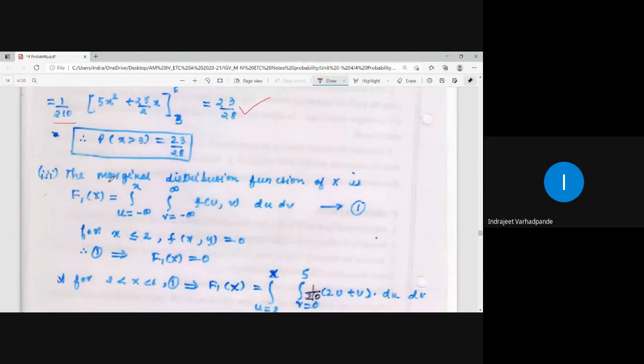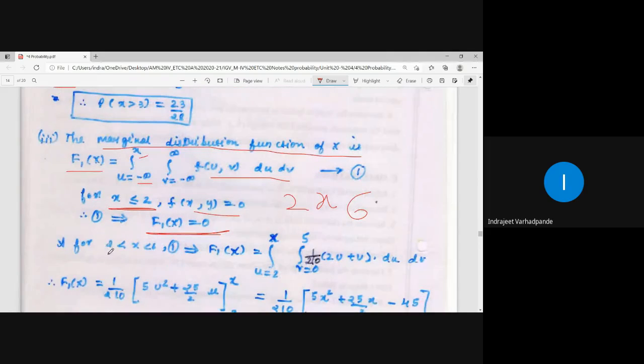Now what next thing they have asked us to obtain? The marginal distribution function of x. How is marginal distribution function given by capital F1 of x? Capital F1 of x, when we have to find for x, u is minus infinity to x, v is complete minus infinity to infinity f of uv du dv. But what is the range of x, from where to where? 2 to 6. So for x less than 2, function will not be defined. Capital F1 of x is 0. For the range 2 to 6, the value will be taken up to x. So this integral of u will be 2 to x and v will be completely 0 to 5.